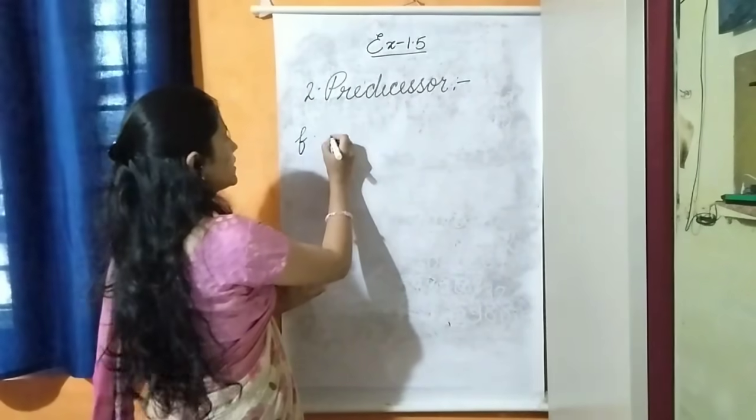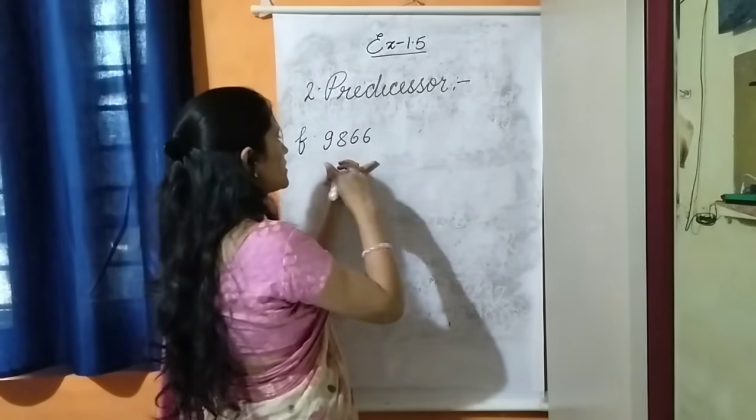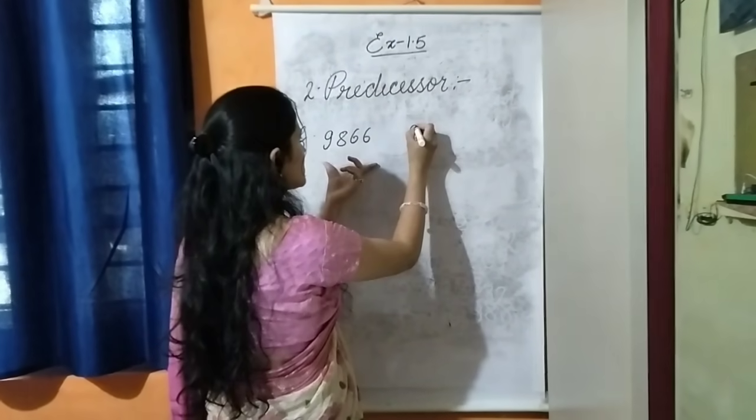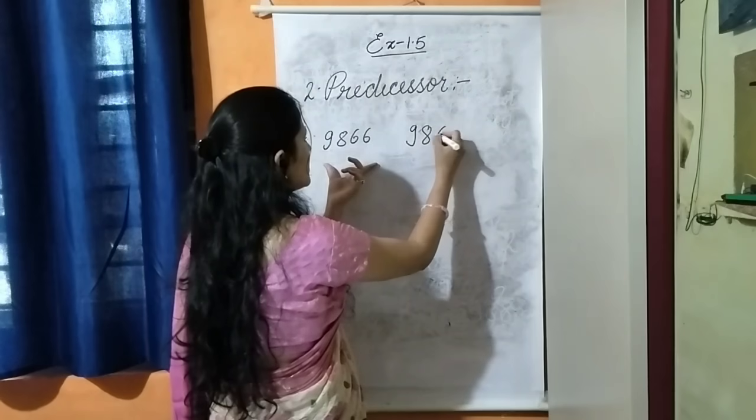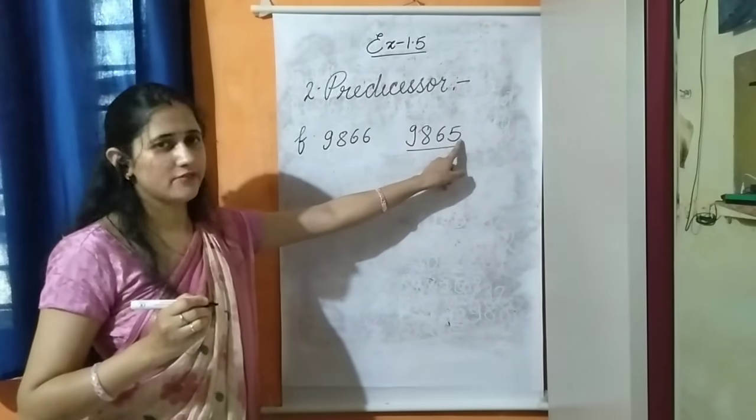F is 9866. The predecessor of 9866 will be 9865. Okay, 6 minus 1, 5.